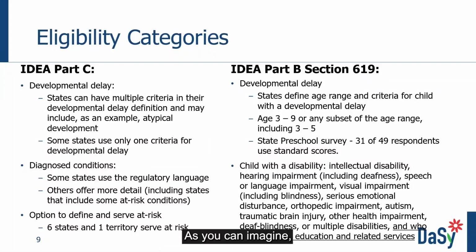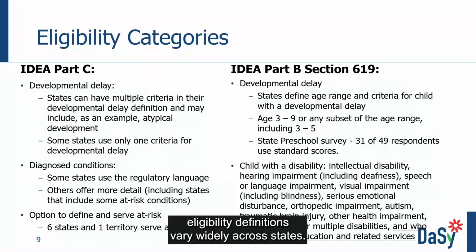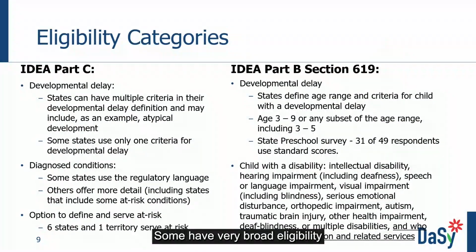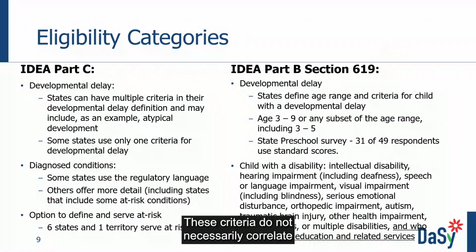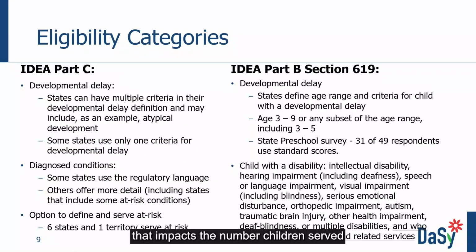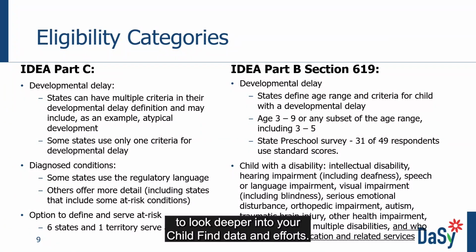As you can imagine, eligibility definitions vary widely across states. Some have very broad eligibility and some have more narrow eligibility. These criteria do not necessarily correlate to the proportion of children served, however. There is more going on that impacts the number of children served than the eligibility criteria. This is why it's so important to look deeper into your child find data and efforts.